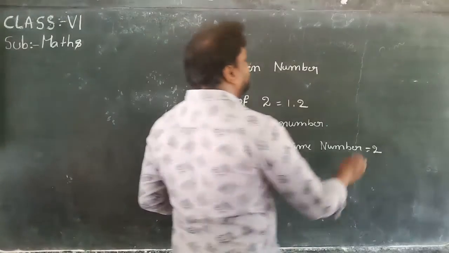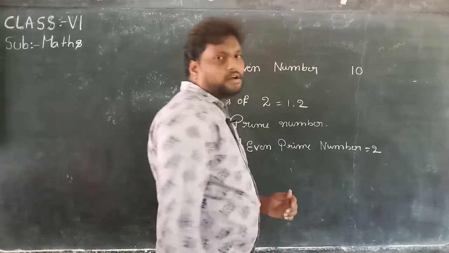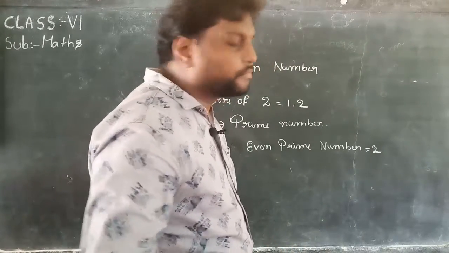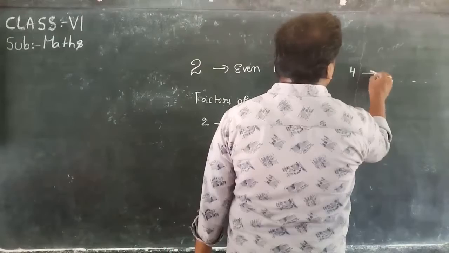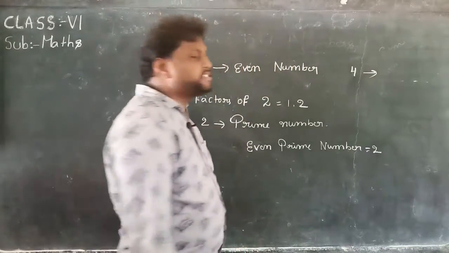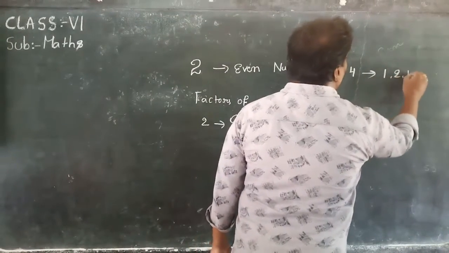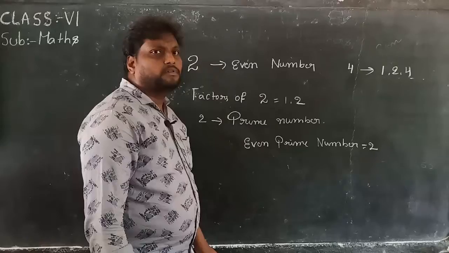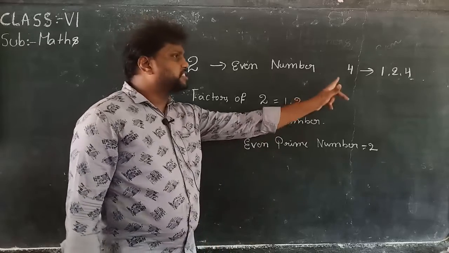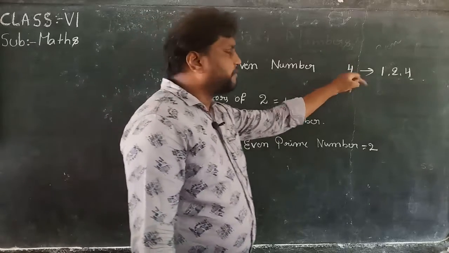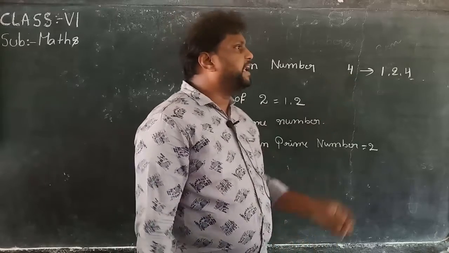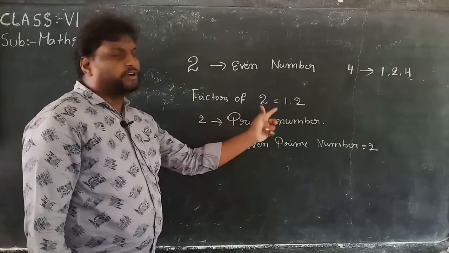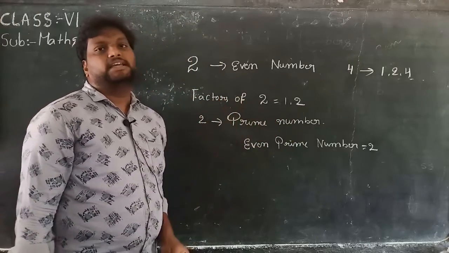Actually, we'll take 10. Otherwise, take 4. The factors of 4 are 1, 2, 4. Actually, 4 has 3 factors. That's why 4 is not a prime number. The factors of 2 are 1 and 2. 2 is a prime number and 2 is an even number.